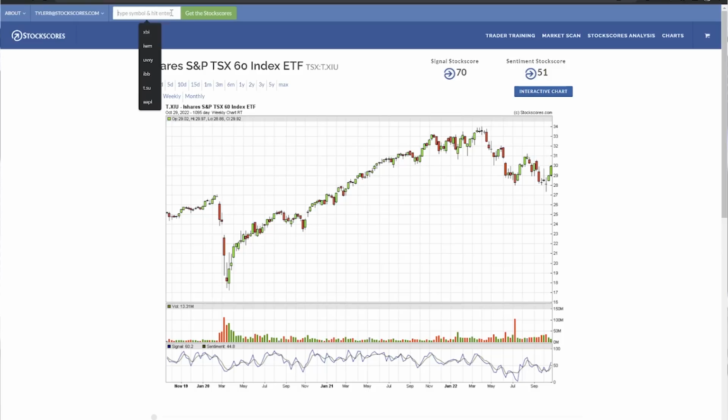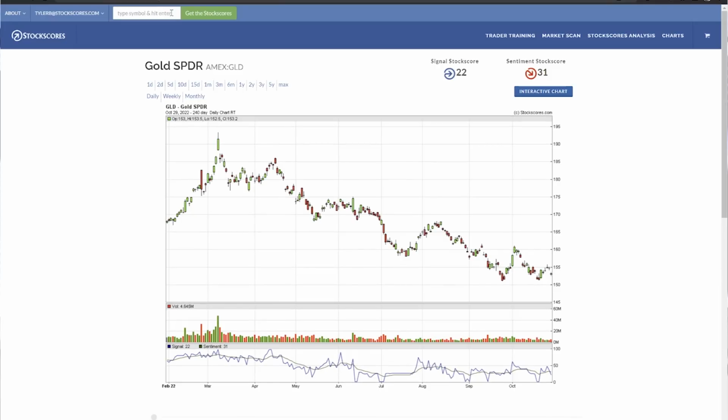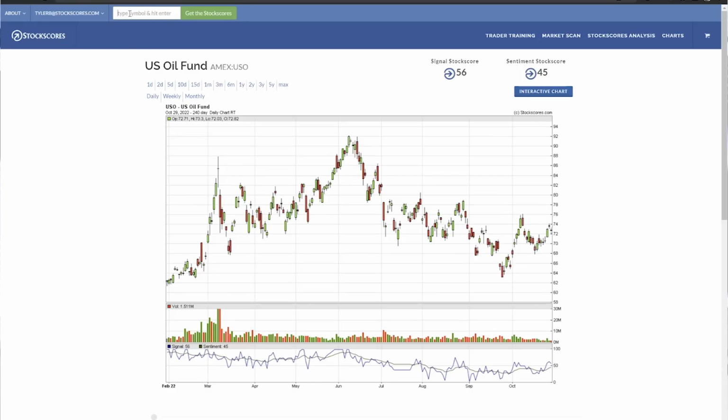All right, let's jump into gold, GLD. You can see the chart for gold is still in a downward trend. It has also made a little double bottom. It will need to break this downward trend line. Until then, be pretty pessimistic on gold. You see the stock scores are low. How about oil, USO?